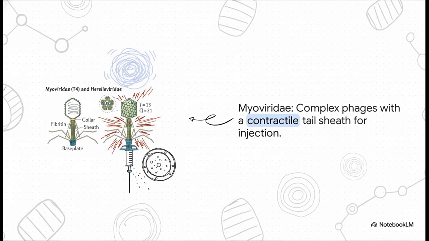You've got the icosahedral head or capsid, which holds all the genetic material, and then you have this really complex tail. The key part here is the sheath, which contracts with some serious force to punch the phage's DNA right through the bacterial cell wall.